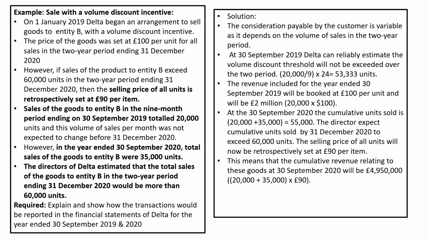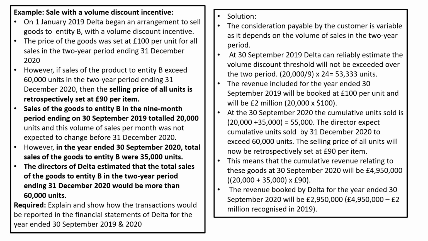This means that the cumulative revenue relating to these goods at 30th September 2020 will be 4.95 million, which is 20,000 plus 35,000 times 90. The revenue booked by Delta for the year ended 30th of September 2020 will be 2.95 million, which is the 4.95 million minus the 2.2 million recognized in 2019.